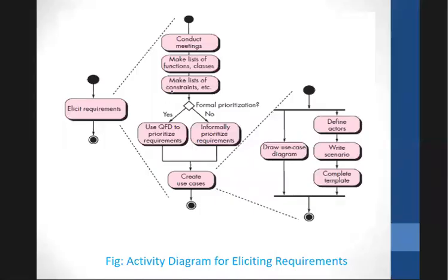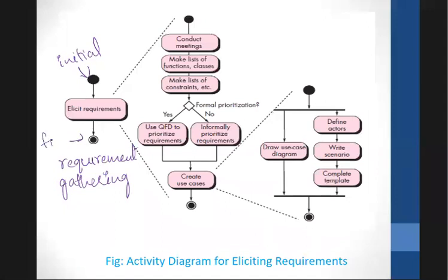Coming back to this activity diagram, in the previous class we have studied eliciting requirements within requirement engineering. We are taking that same example. What is eliciting requirements? Eliciting requirements is your requirement gathering. So this is your initial state. Then this is your final state. This is your activity. And these are your arrows. That is going to show you the control of information.